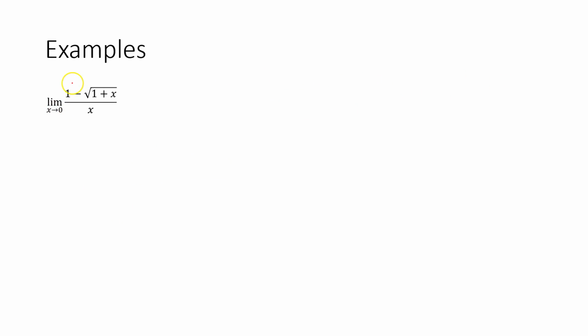So if we plug in 0, let's see what we get. We get 1 minus the square root of 1 plus 0, which is the square root of 1. And then at the bottom we have 0. So this is 1 minus 1 over 0, which is 0 over 0. We can't factor this, though. So let's try multiplying by the conjugate.